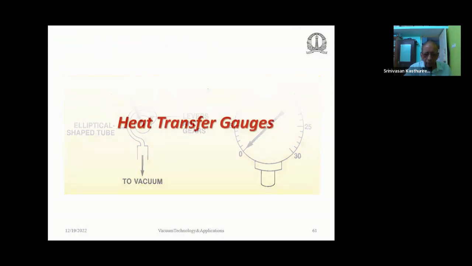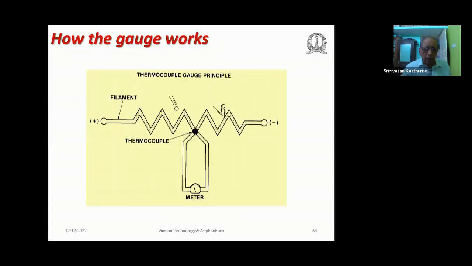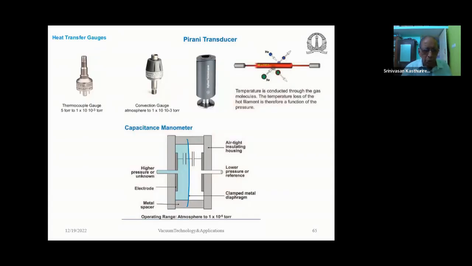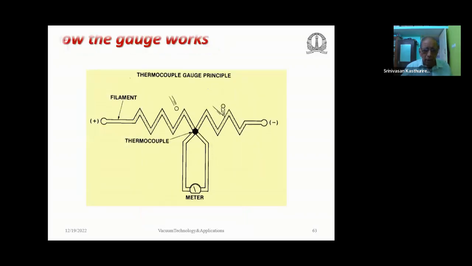Let's go to the heat transfer gauges. Here we are trying to measure the vacuum level up to 10⁻³ millibar. This is done by either the thermocouple gauge or the Pirani gauge. Both gauges are used. So what is the thermocouple gauge? The gauge looks like this. What is the content of the thermocouple gauge? It has a filament, and the temperature of the filament is measured by a thermocouple.